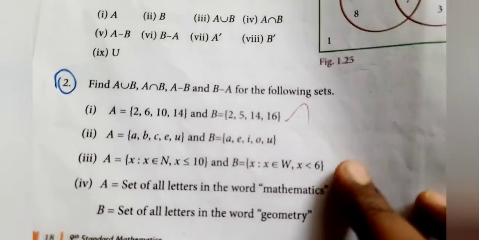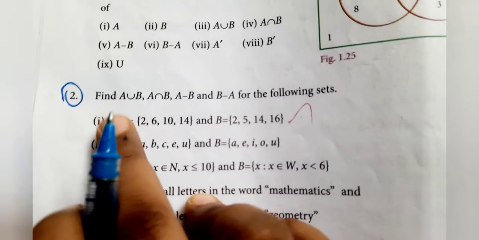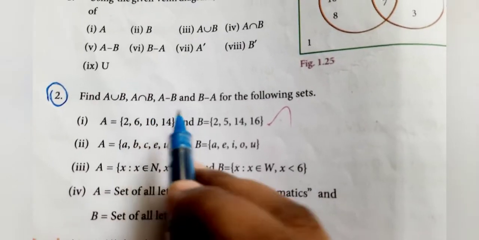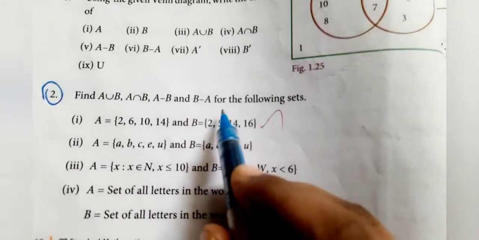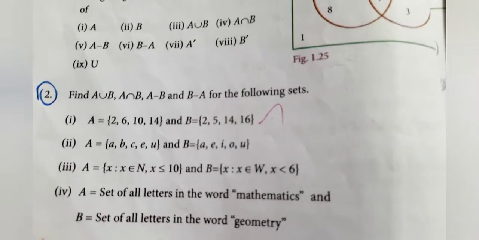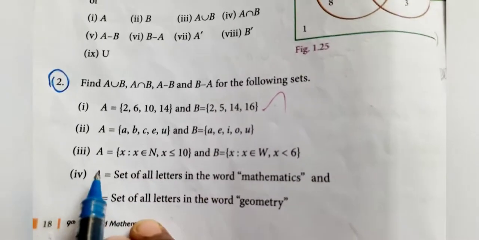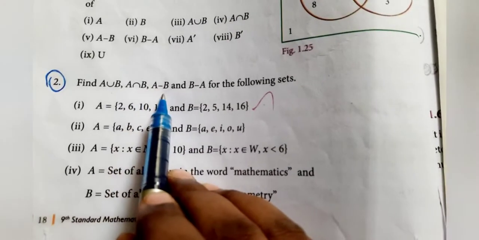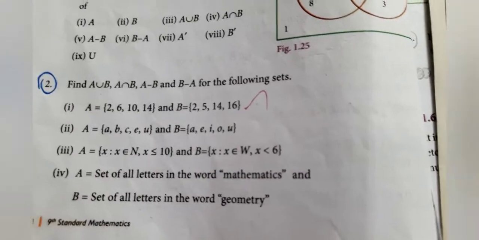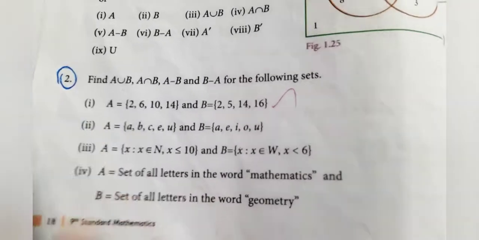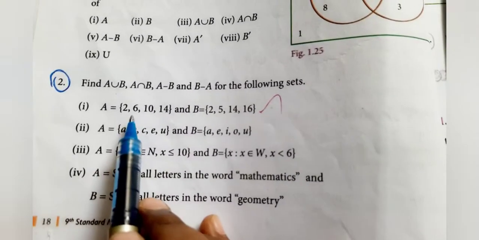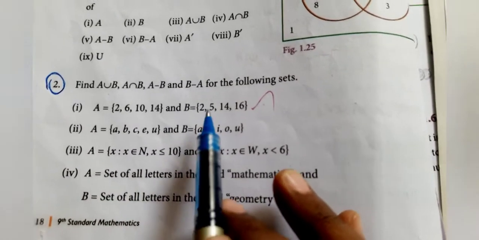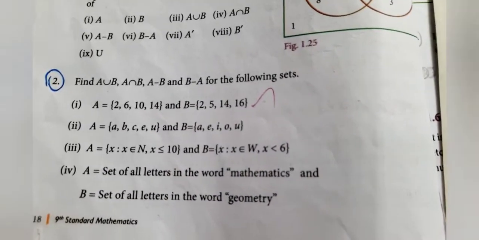Now let's see the second question. Find A union B, A intersection B, A minus B and B minus A for the following sets. For each subdivision, we have to find these four. Let's go for the first subdivision: A equals 2, 6, 10, 14 and B equals 2, 5, 14, 6.